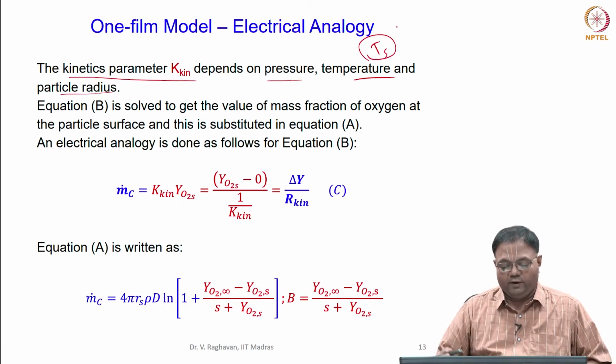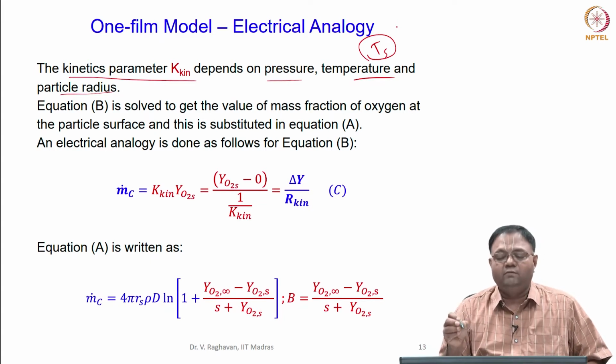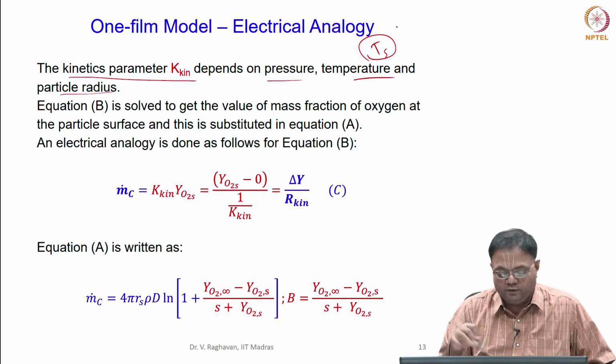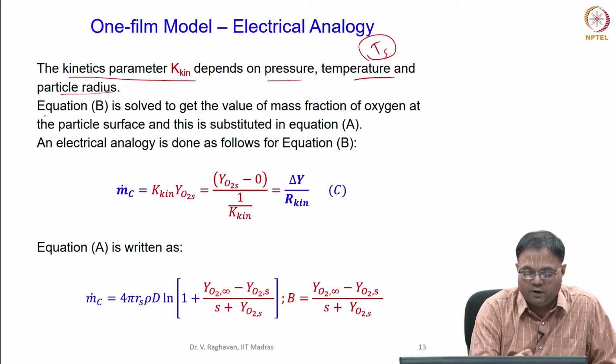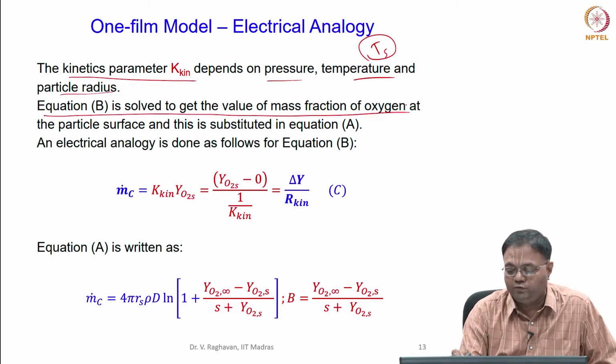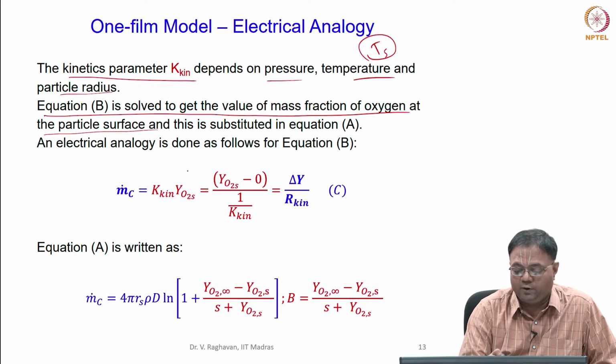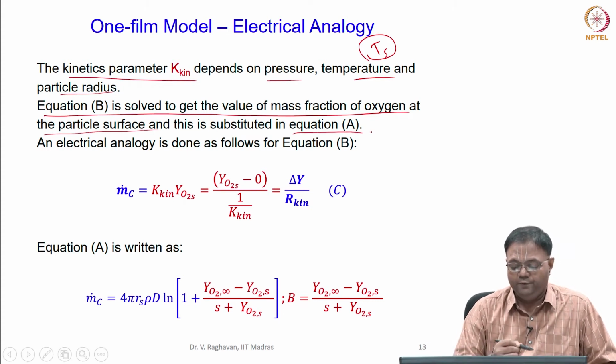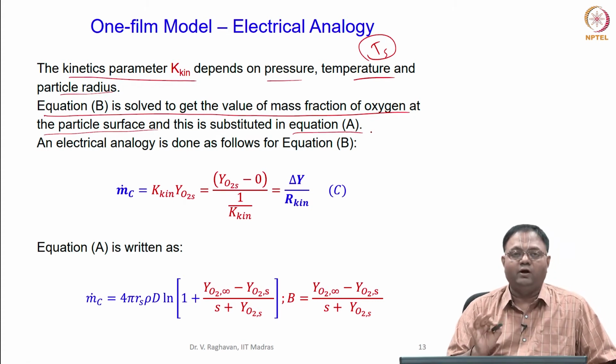So that we have to solve again. But anyway, for the time being, let us assume Ts is known to me, then we will proceed. Now equation B is solved to get the value of the mass fraction of oxygen at the particle surface and substitute in equation A. Okay, and again this is not very easy to do.